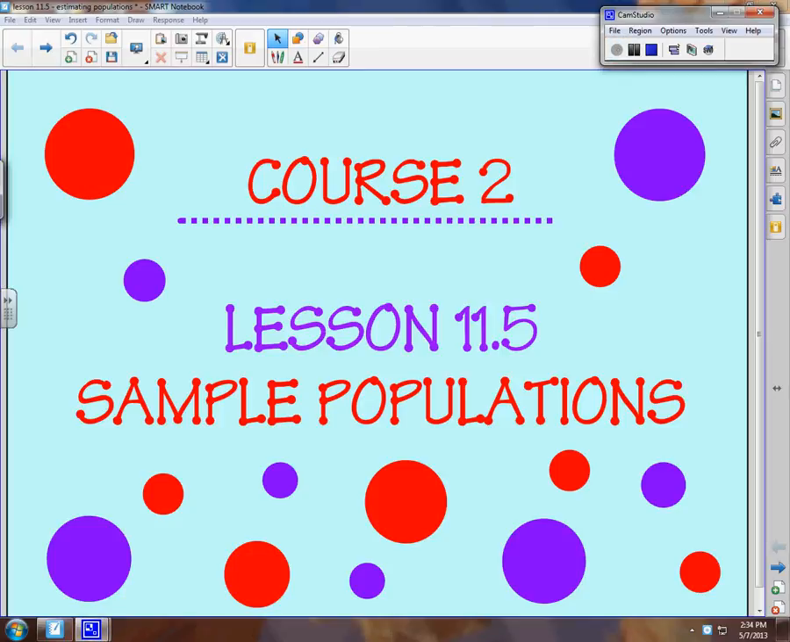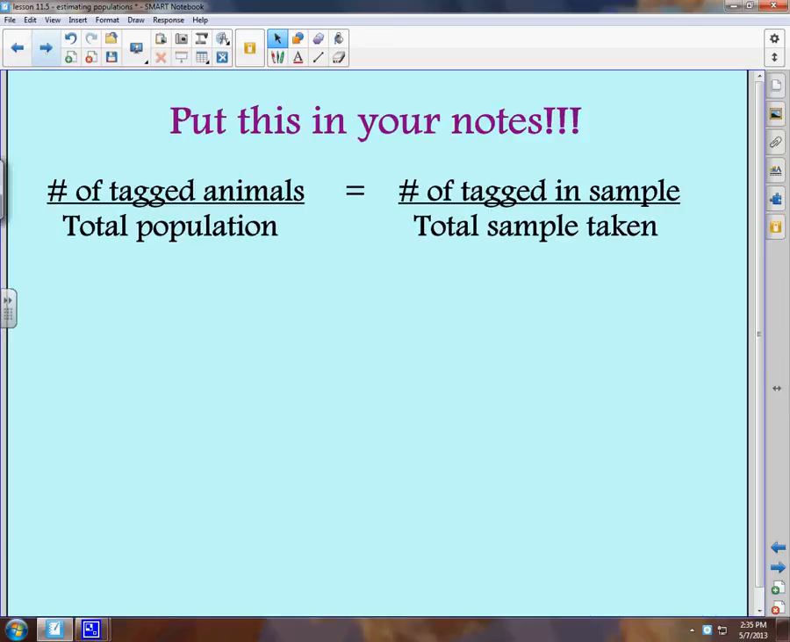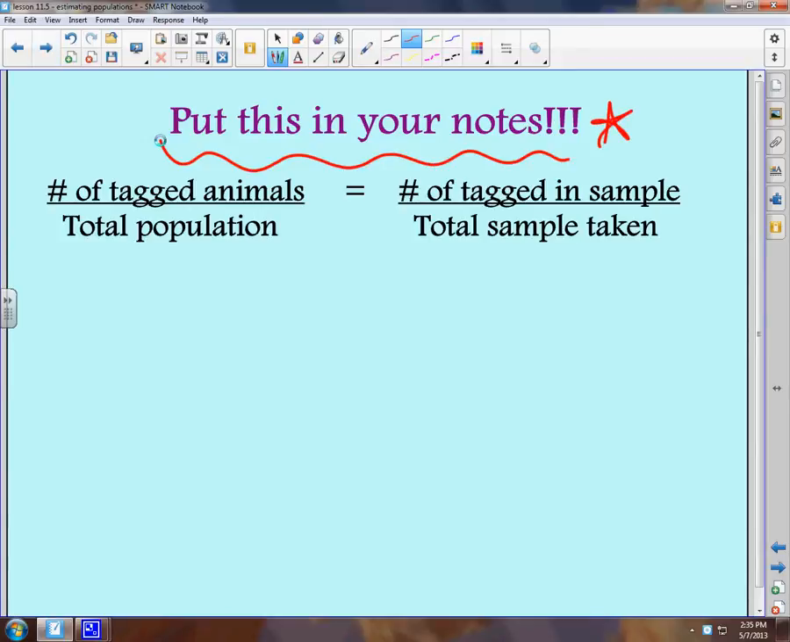Guys, this is lesson 11.5, sample populations. It is a way to estimate how many animals are in a specific area. Researchers use the capture-recapture method to estimate animal population size. Put this in your notes. This is a very important concept. This is the main thing you need to be studying. So write this down, push pause.